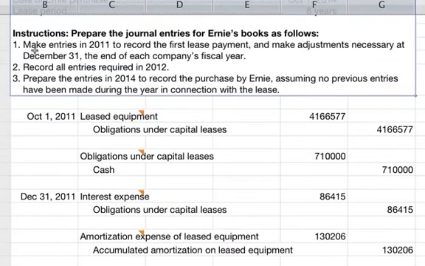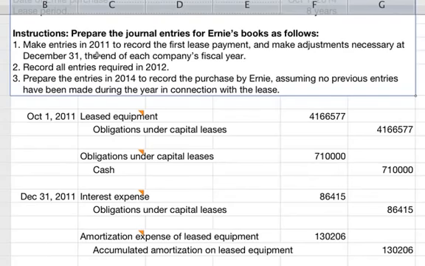We are supposed to make entries in 2011 to record the first lease payment and make adjustments necessary at December 31st, the end of each company's fiscal year. We want to record all entries required in 2012 and then prepare the entries in 2014 to record purchase by Ernie, assuming that no previous entries have been made during the year in connection with the lease.